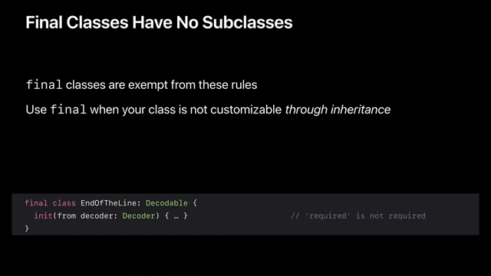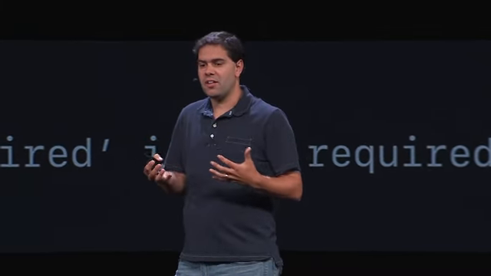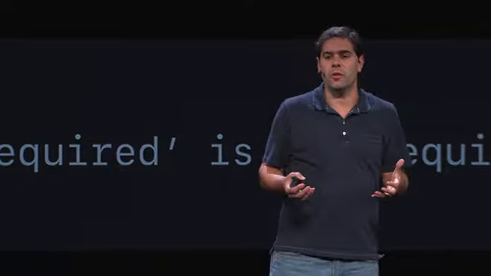Okay. Now, if you're reading those red boxes really quickly, you may have noticed the subphrase non-final. By definition, final classes have no subclasses, so it essentially exempts them from being substituted later on. That means that there's no sense in having a required initializer because you know there are no subclasses. And so final classes are, in a sense, a little easier to work with when dealing with things like Decodable or other initializer requirements because they're exempt from these rules of having required initializers.